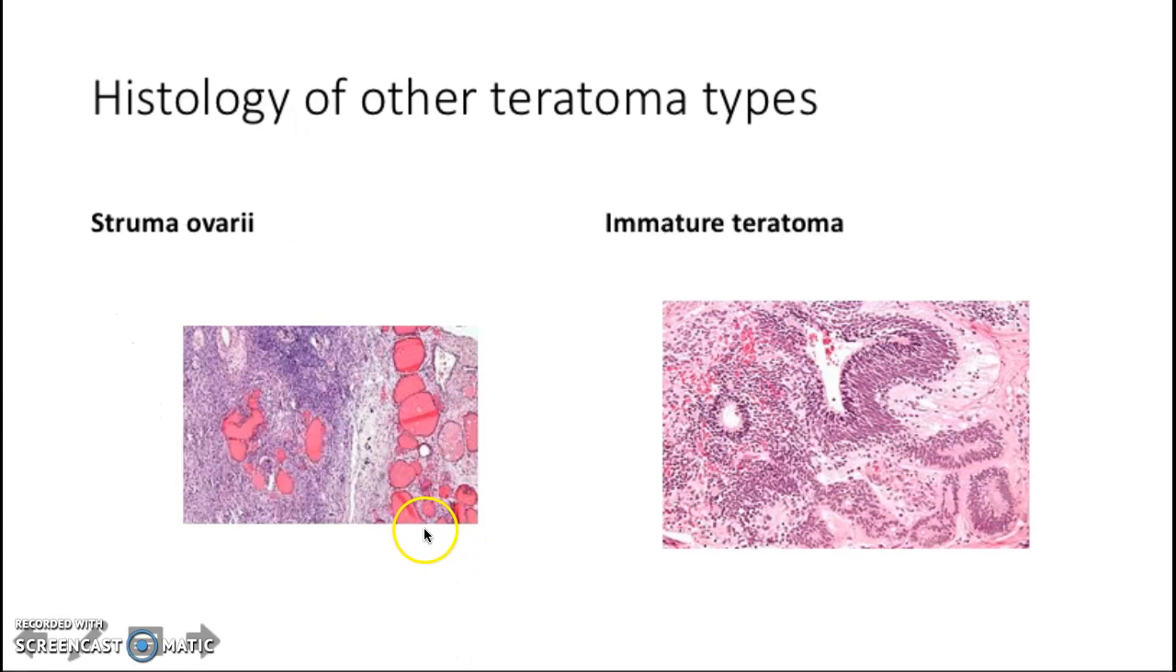This is an example of struma ovarii, which is the thyroid tissue that you can see here with the thyroid follicles containing colloid within the ovarian stroma. And this is immature teratoma. You can see this immature neuroepithelium here and here. It's sort of like a gland, but it's not exactly a gland. It has neuropil within it. So this is an immature neuroepithelium.